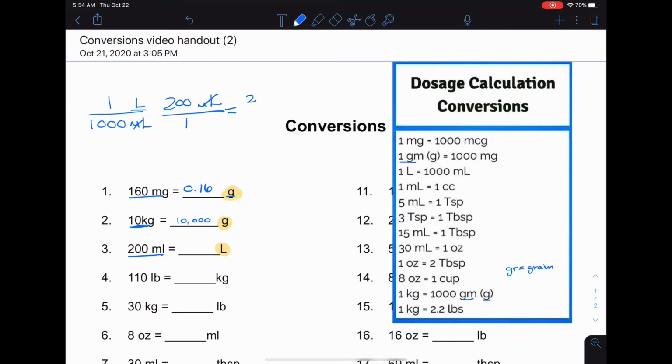So 200 divided by 1,000 is going to be 0.2 liters.